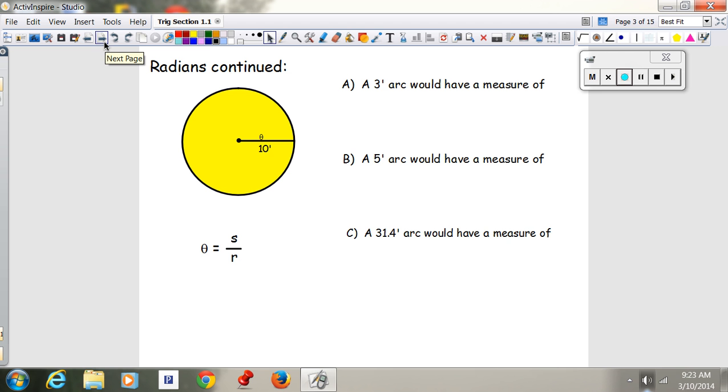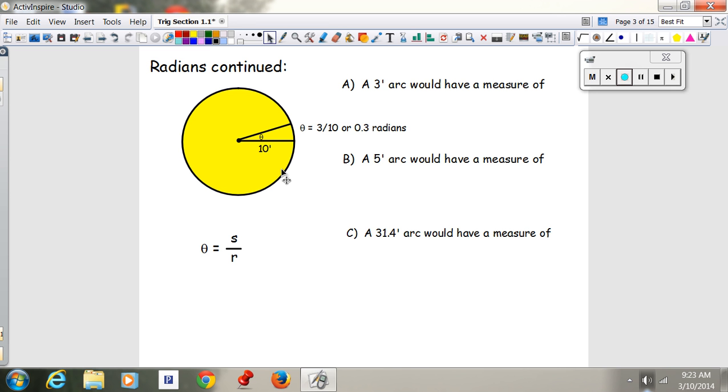Now this circle has a radius of 10 feet. If it's got a radius of 10, a 3-foot arc would have a measure of, and I'm going to put that up here, 3/10 or 0.3 radians. Okay, if the radius is 10 feet long, and you do a 3-foot arc, you're not going to 1 whole radian. You would have to do a 10-foot arc to get 1 radian. If you're only going 3 feet, you're only going 3 out of the 10, so you're going 0.3 radians.